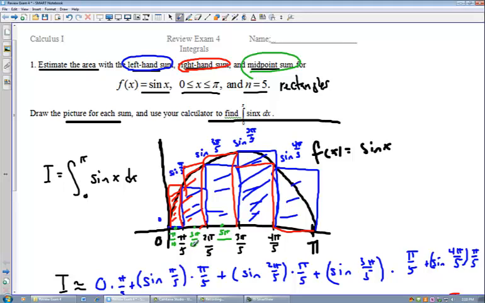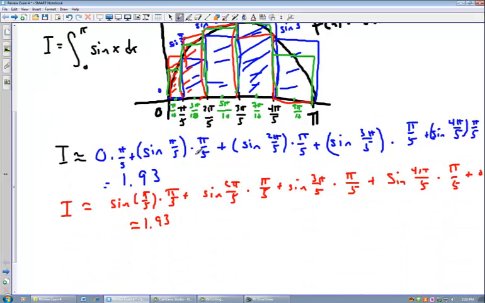Oh, I'm sorry, this is 10, right? So pi over 10, 2 pi over 10, 3 pi over 10, 4 pi over 10, 5 pi over 10, 6 pi over 10, 7 pi over 10, 8 pi over 10, 9 pi over 10, 10 pi over 10, which is pi. And so you're going to plug in that height here and find this rectangle. You're going to plug in the midpoint to the function and find that rectangle right there. You'll plug in there and you'll find this rectangle right here. You'll plug in 7 pi over 10 and find this rectangle right here. And 9 pi over 10, you'll find that rectangle right there.